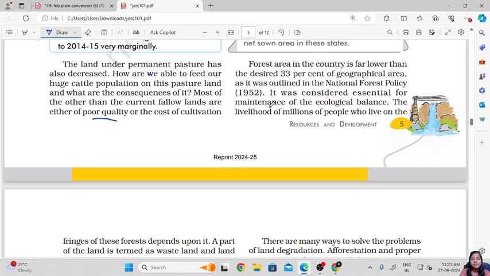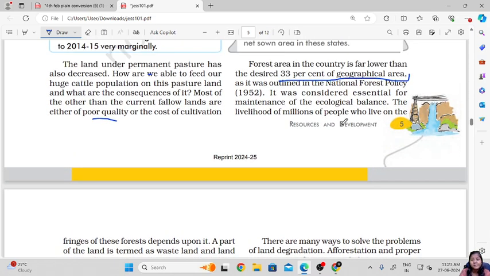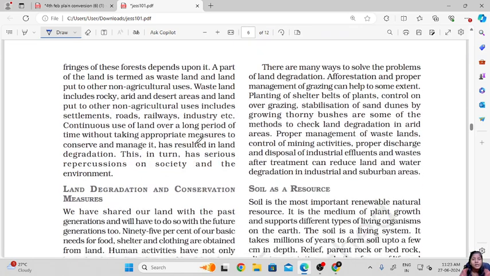Okay. Then if we see the forest area, the forest area in the country is far lower than the desired 33% of the geographical area. So every state has to maintain 33% of forest cover, and it was outlined in the National Forest Policy 1952. It was considered very important, because forest maintains the ecological balance. It also provides the livelihood of millions of people who live on the fringes of the forest and depend upon it.